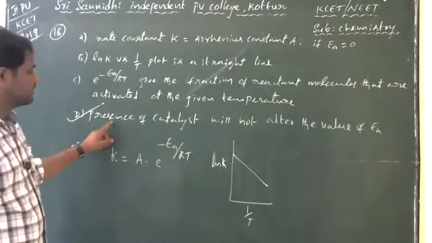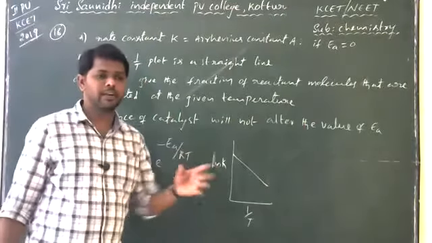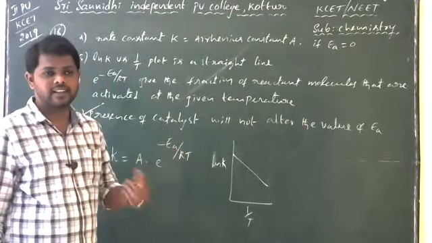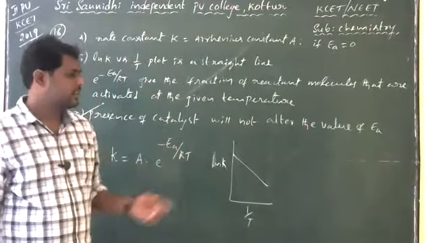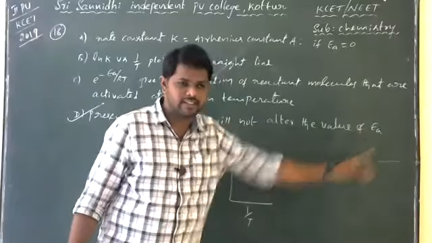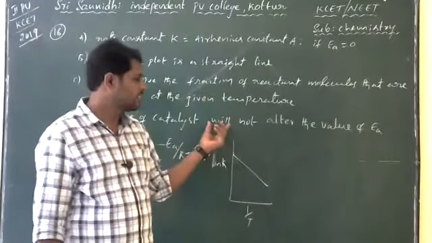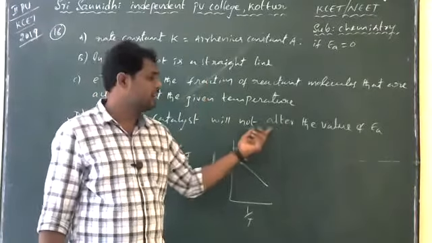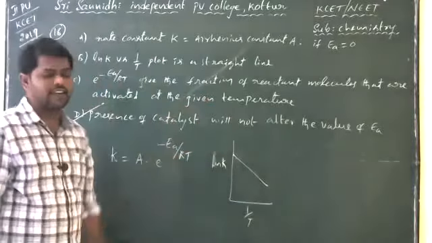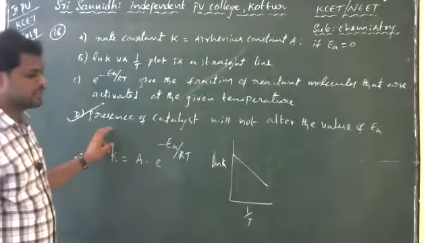Actually, the presence of catalyst speeds up the reaction. The catalyst can speed up the reaction so the rate is very fast, and by decreasing the activation energy, the rate constant increases. So it will alter the value of EA is the right statement, but the statement that it will not alter the value of EA is the wrong statement here, right?